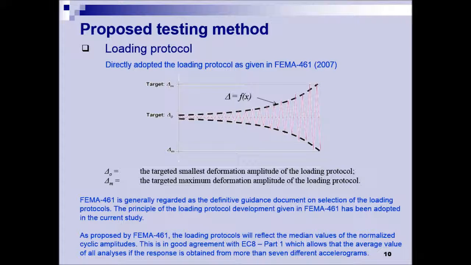As proposed by FEMA 461, the loading protocol reflects the median values of the normalized cyclic amplitudes. This is in good agreement with Eurocode 8 Part 1, which allows the average value of all analyses, if the response is obtained from more than 7 different accelerograms.